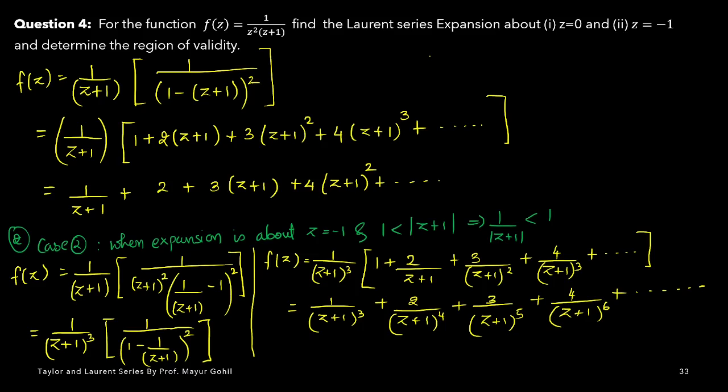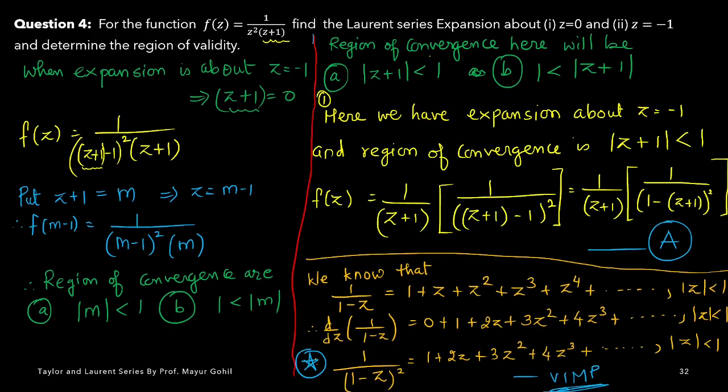I hope you have understood this expansion, and we saw a very important formula for the derivation of 1 upon 1 minus z the whole square, whose expansion is 1 plus 2z plus 3z square plus 4z cube. This is a new formula in our list that we can add.